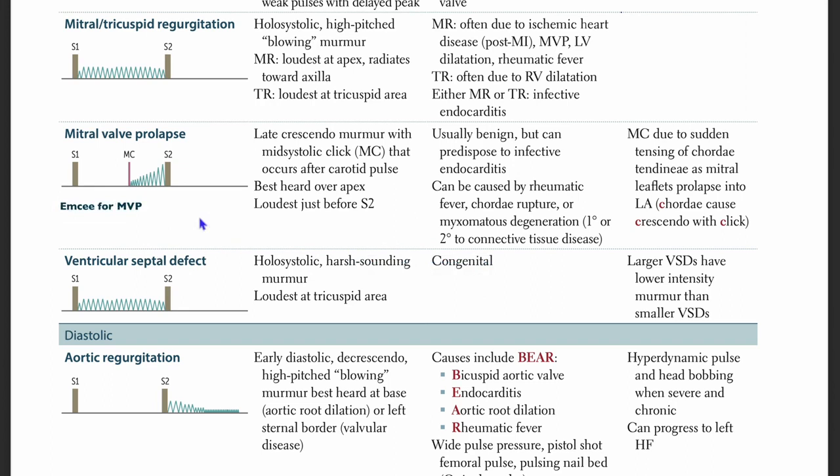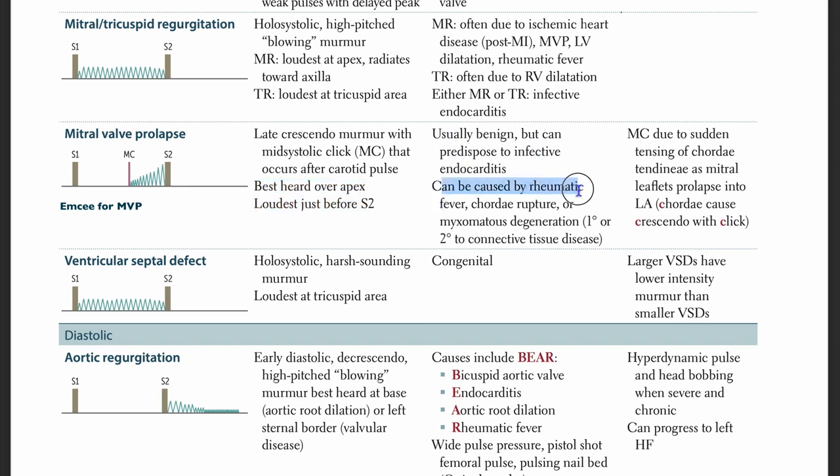Okay, late crescendo murmur with mid systolic click. So this is important to remember that mid systolic click is part of mitral valve prolapse. Why does it happen? It's a late crescendo murmur because it's after the valve opens up, right? So late crescendo murmur with mid systolic click that occurs after the carotid pulse. Best heard over the apex, loudest just before the S2, usually benign but can predispose to infective endocarditis.